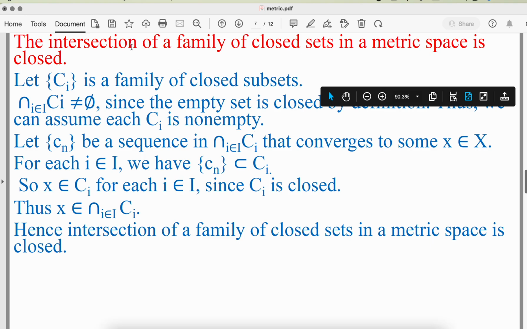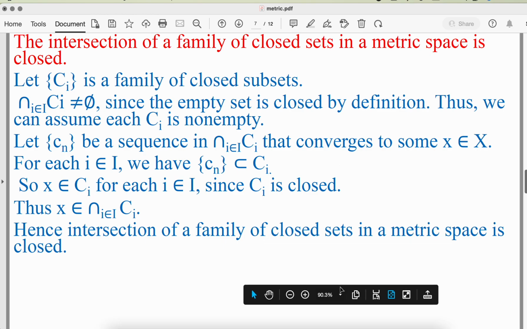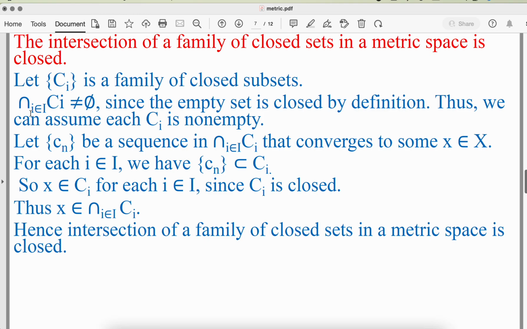Now, next we have: the intersection of a family of closed sets in a metric space is closed. Suppose C_i is the family of closed sets. Then we know that the intersection of C_i, i belonging to I, is not equal to empty set, meaning it is non-empty, since the empty set is closed by definition. Thus we can assume each C_i to be non-empty.